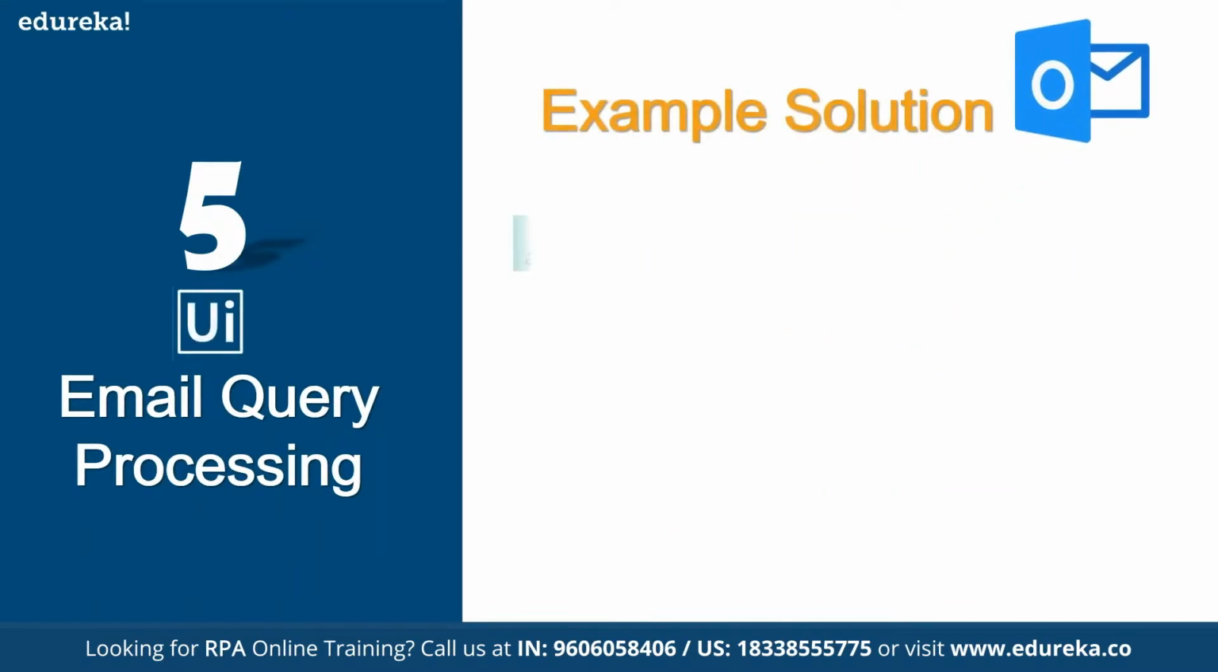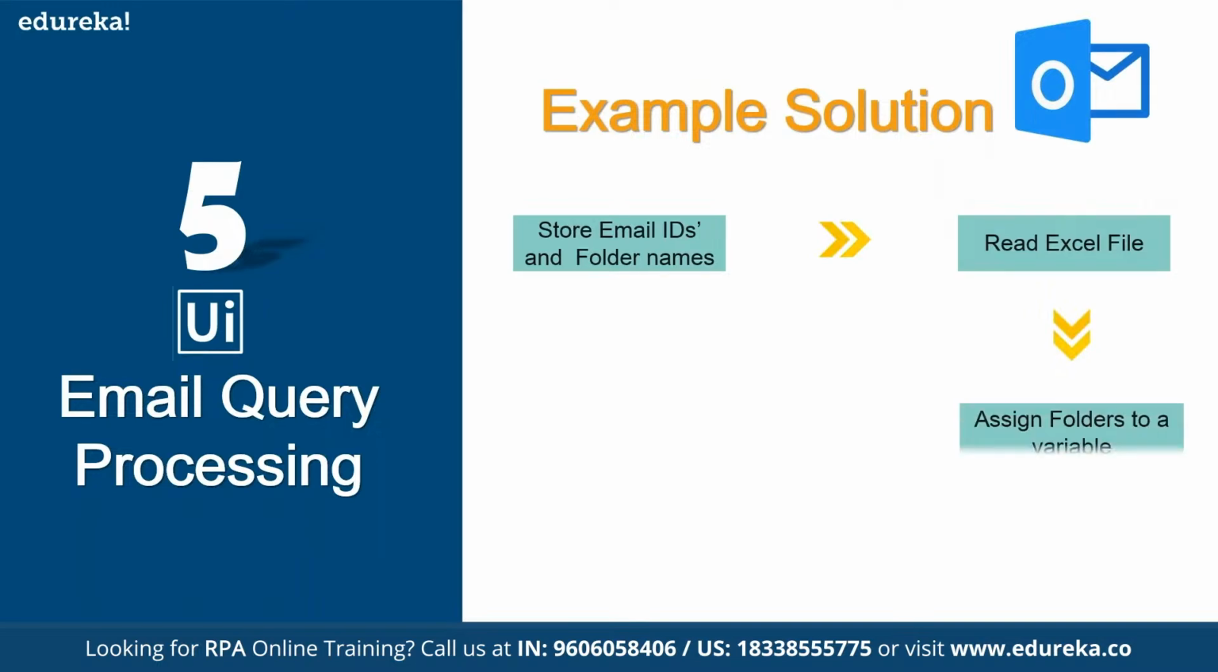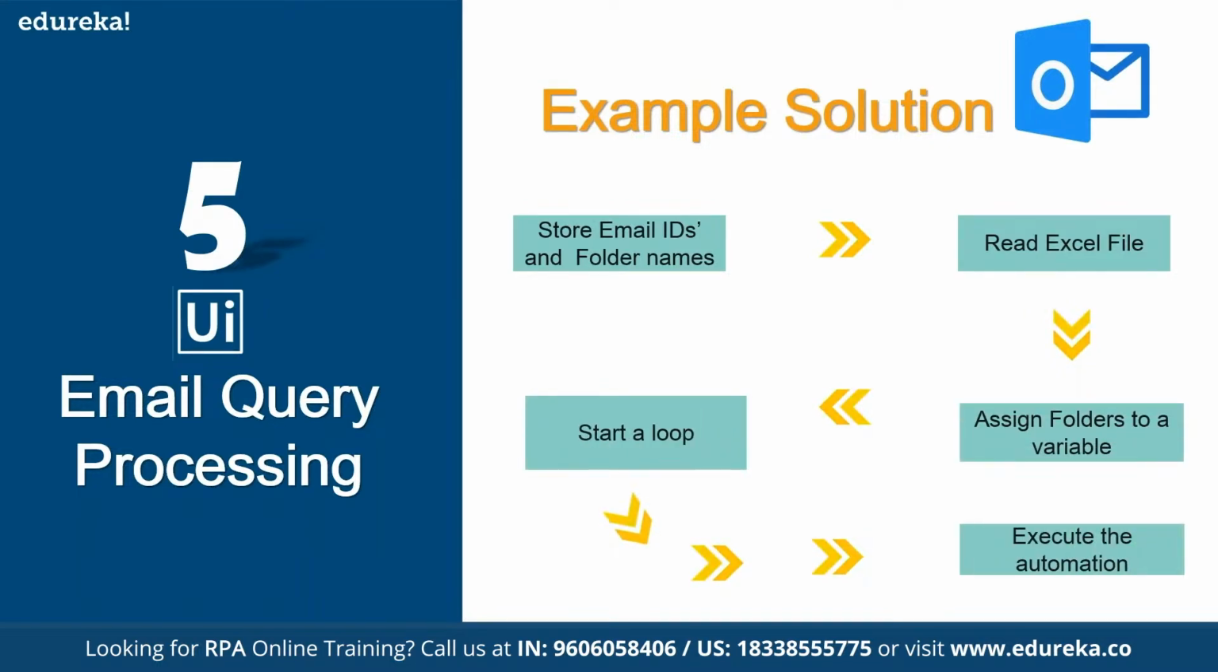So this is what it is. Store email IDs and folder names in an Excel and assign this information to a particular variable. From this sender, you have to send to this particular folder. So you have to do that. This information again you have to store in an Excel, start a loop and execute the automation.